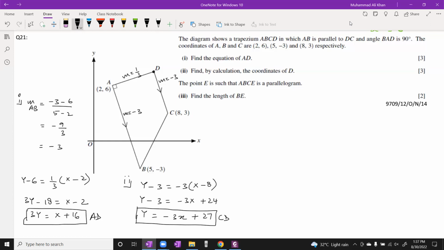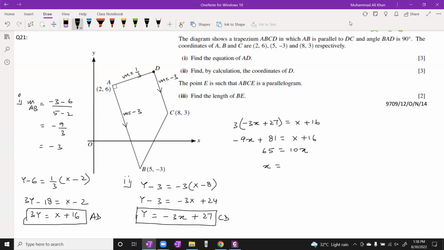Solve them simultaneously, CD and AD. I am putting the value of y in the equation of AD. So what will happen? In place of 3y, put -3x plus 27 equals x plus 16. Multiplying 27 by 3 is 81, so -9x plus 81 equals x plus 16. Then 10x equals 81 minus 16, so it will be 65.